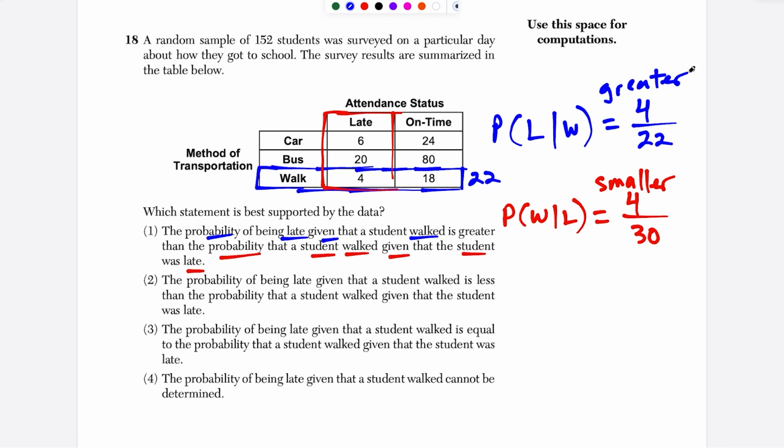And now we look back to the answer choices here, and let's see that the probability of being late, given that the student walked, is greater than the probability that a student walked given that the student was late. So right away, this is our correct answer choice. This one is no good because they're saying it's less, but the blue stuff is greater. And then for choice 3, they're saying equal, but these values here are not equal. And then they're saying the probability cannot be determined, but we can determine it. 4 is out, definitely choice 1.